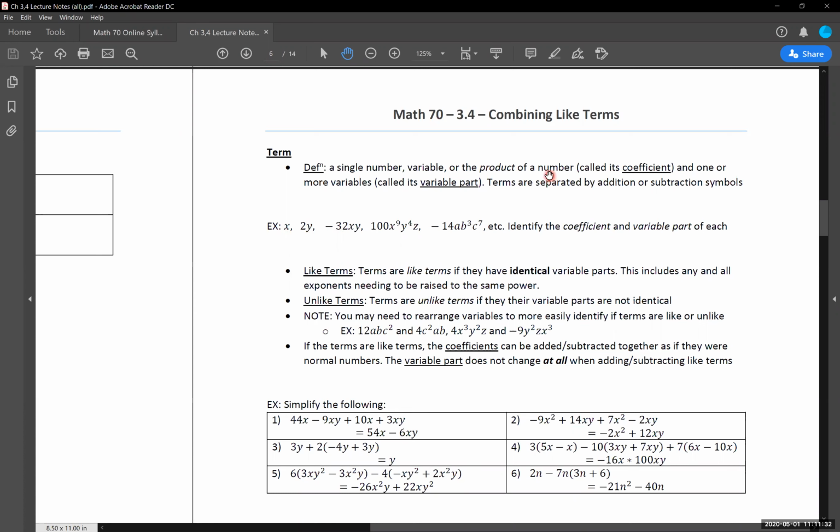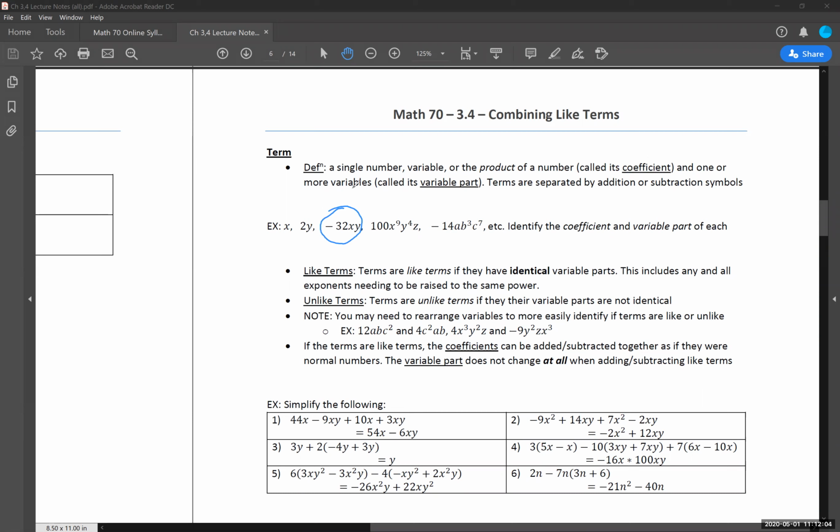The actual number portion of a term is called the coefficient. We'll circle an example and look at negative 32xy. The coefficient of that, i.e. the number in front of it, is negative 32. We are including the number and the sign when we are asked about the coefficient.